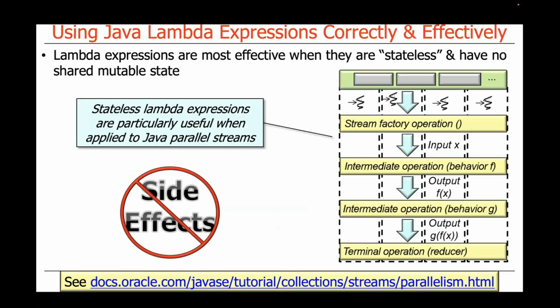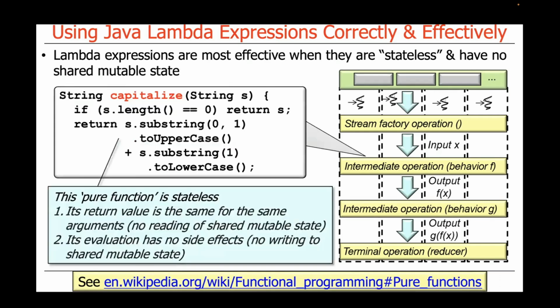Lambda expressions are most effective when they're stateless and have no shared mutable state. And this is particularly important when you use them with Java parallel streams, where you need to be able to ensure that the parameters that are passed to the method don't have any side effects.